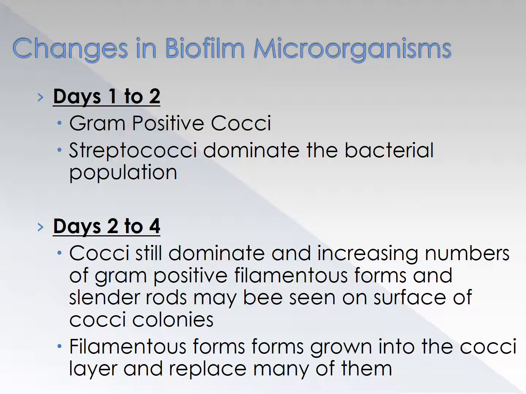Then we move on to days 2 through 4, and this is without removal, okay? The cocci still dominate, and increasing numbers of gram-positive filamentous forms in slender rods join the surface of the cocci colonies. People who form biofilm slowly will exhibit more cocci and fewer filamentous forms. So that's always kind of interesting, right? Gradually, the filamentous form grows into the cocci layers and replaces many of the cocci.